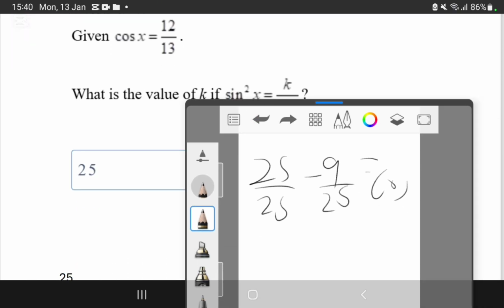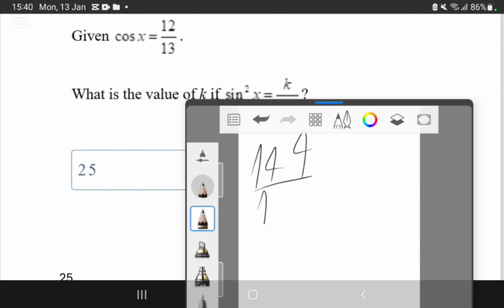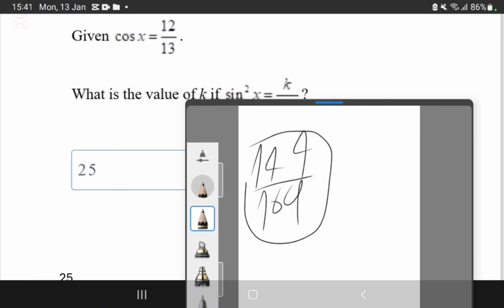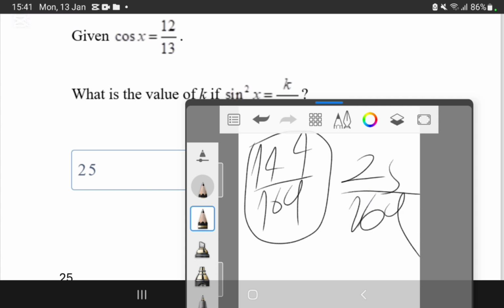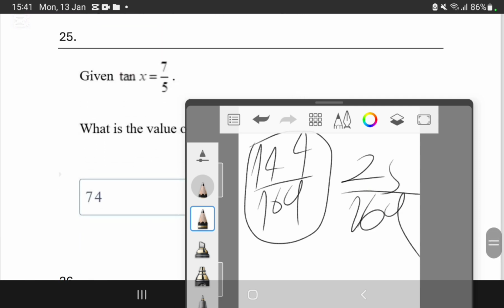24. It's nearly the exact same thing we did in the last question. Like last question, I said sine squared plus cosine squared is equal to 1. Cosine squared is 144 over 169. And then if you derive the rule, we find out that sine squared is 1 minus cosine squared. So we do 169 over 169, which is equal to 1, minus this, which will give us 25 over 169. Number 25.